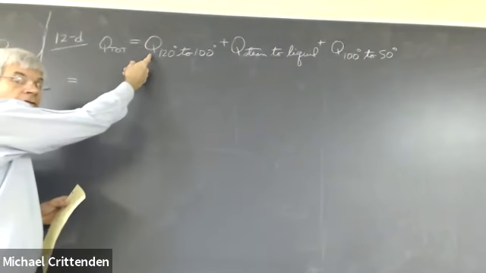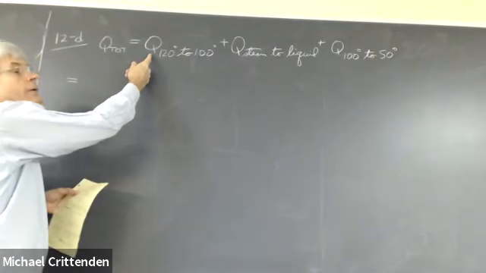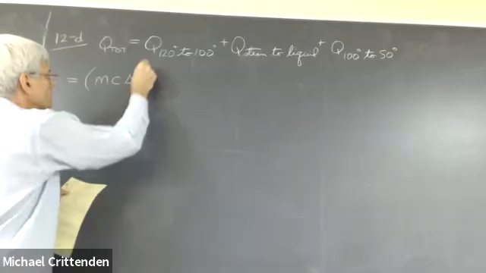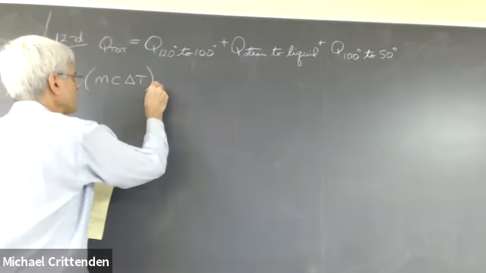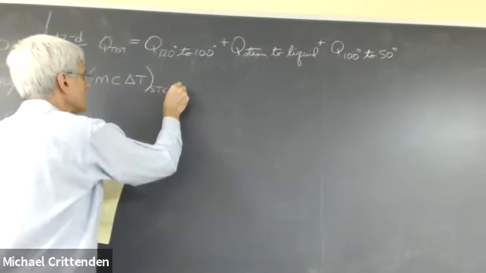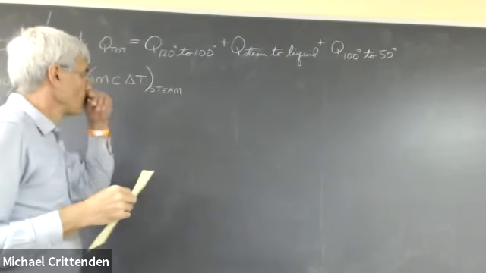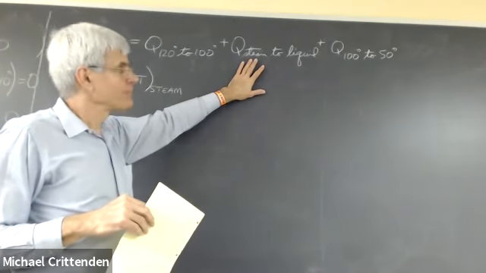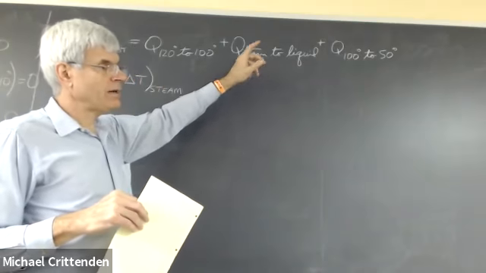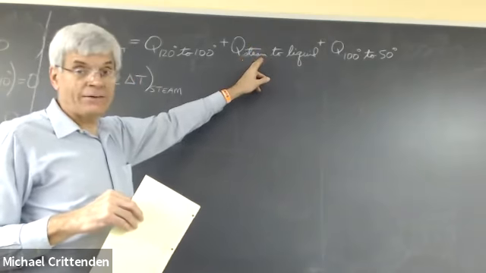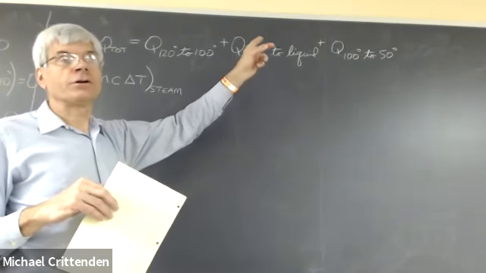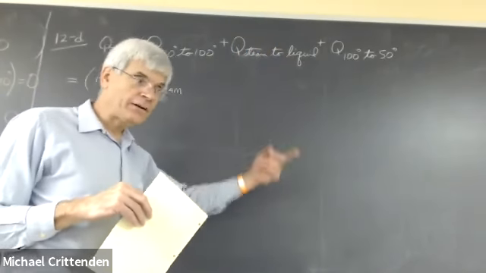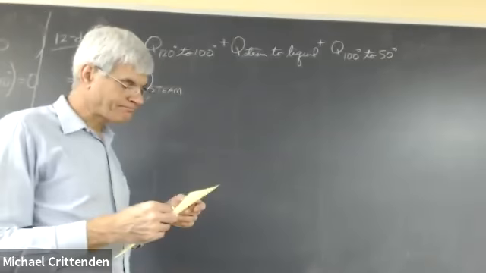The heat that flows due to a change of temperature is equal to mc delta T. So mc delta T for the steam. The heat that flows due to a change of state is equal to the mass times, in this case, it would be the heat of vaporization, okay? When you cross the boiling point, that's the heat of vaporization. When you cross the freezing point, that's the heat of fusion.